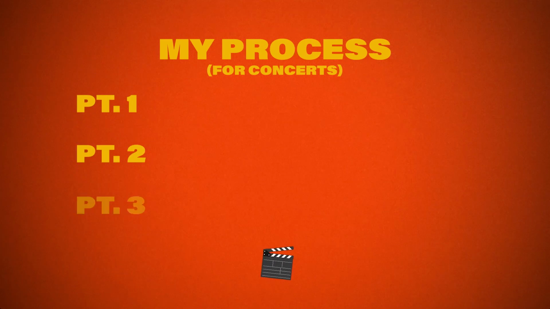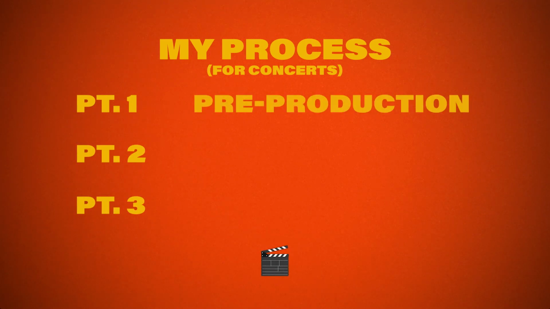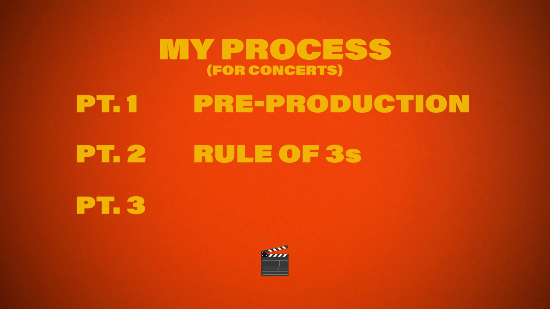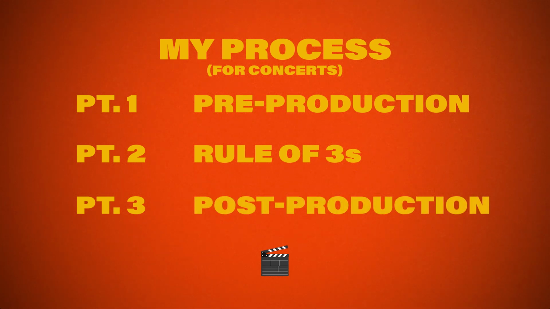So hopefully, even if you're an experienced concert shooter, you can take something away from this video. I broke my process up into 3 parts. Part 1 is pre-production. Part 2 is production, or my process for shooting the show itself. This includes what I call the rule of 3s, which I'll explain later. And then part 3 is my process for after a show. If you're as serious about this career as I am, definitely get your notepad out for this one because we're about to dive in.